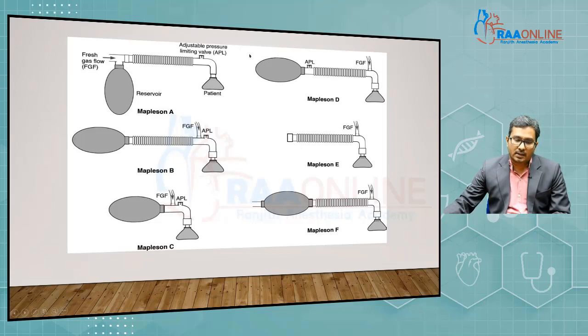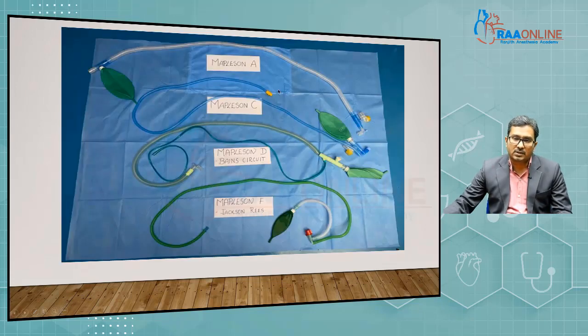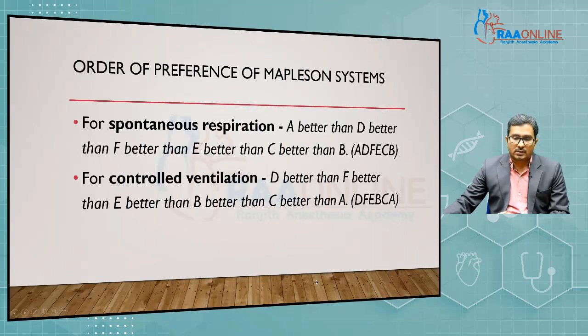So this is the common pictorial representation of the Mapleson system. This is a system which we made, because nowadays Mapleson A circuits are not available. It usually comes in a corrugated tube. This is the Mapleson C circuit, which is commonly used for transportation. Mapleson B, that is the Baines circuit. Mapleson F circuit. So this is the most important thing you are supposed to know: for spontaneous respiration, A is better than D. For controlled ventilation, D is better than A.